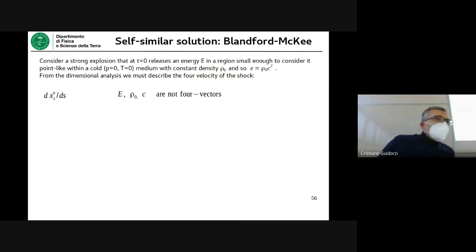Now, if you think for a moment, what we have been doing so far is that we obtained the corresponding equations that rule the hydrodynamics of relativistic fluids, so conservation of energy, momentum, and particle number. We applied them to the case of a relativistic shock, and in particular we focused on the case of a strong shock, an ultra-relativistic shock.